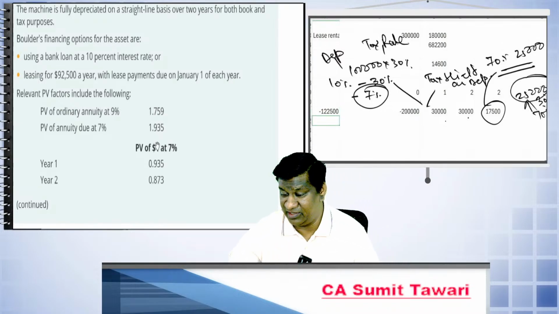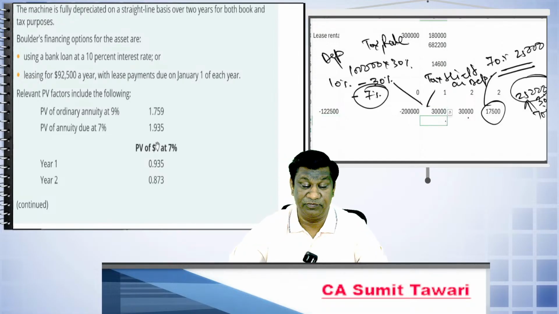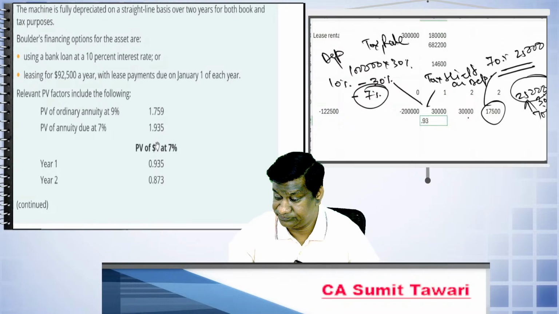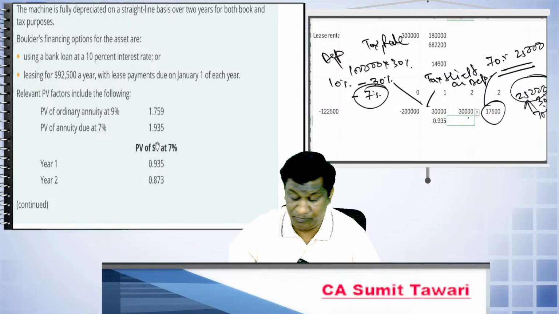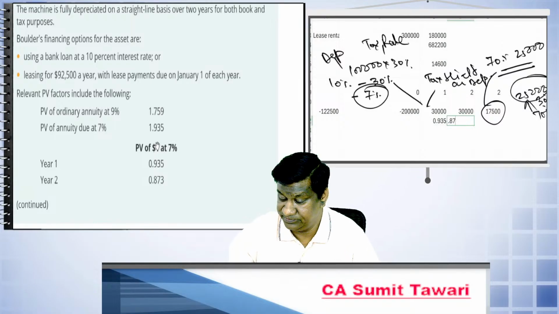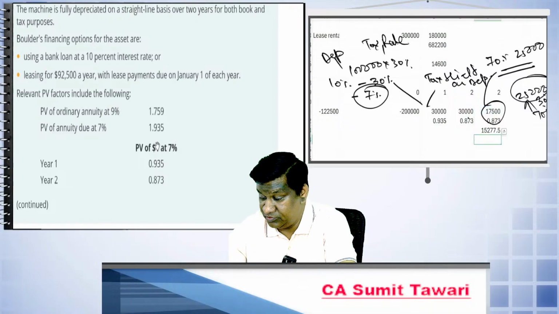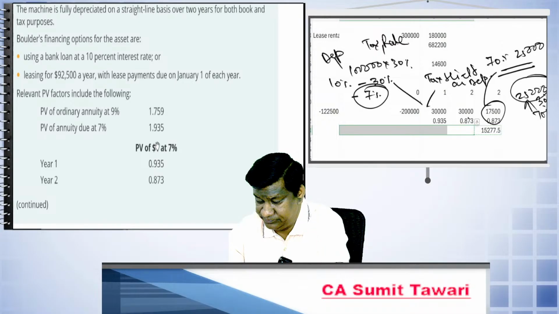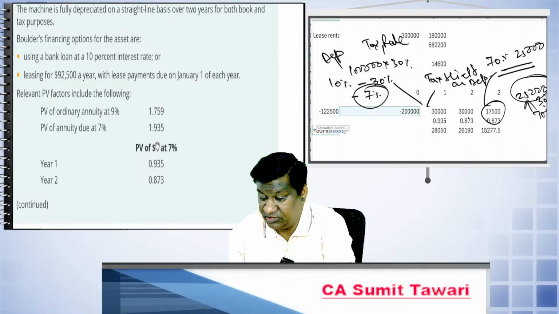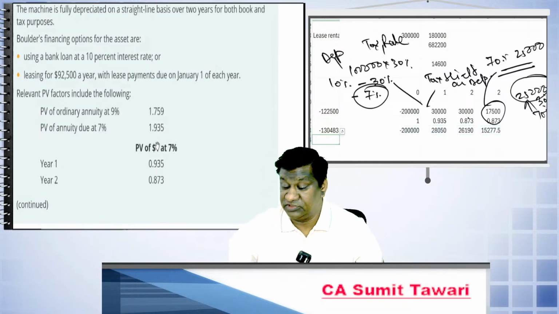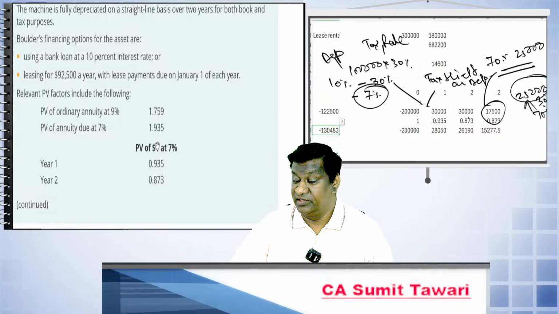Okay, so here I can apply individually. Otherwise, 30,000 multiplied by 1.935 also you can do it. So 0.935 and 0.873, and the same is here, 0.873. Then the discounted cash outflow or inflow. Okay, here I need to consider the 1. So my discounted value is this one, which is 130,483. Okay, clear on this issue?